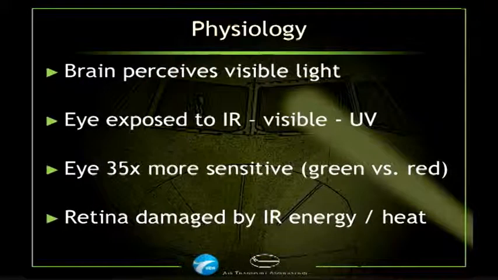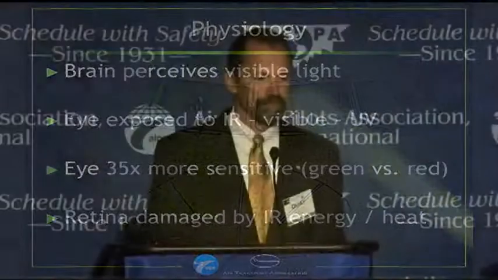As far as the physiology, the brain perceives the visible light, but the eye is exposed to a full spectrum of light, from the infrared or the longer wavelengths through the visible and to the shorter wavelengths of ultraviolet. The eye has different sensitivities to different colors, as Mr. Murphy demonstrated, much more sensitive to green than it is to red. But the retina can be damaged by light that is not seen. It's in the IR spectrum with the heat. I'll talk about that in a second.